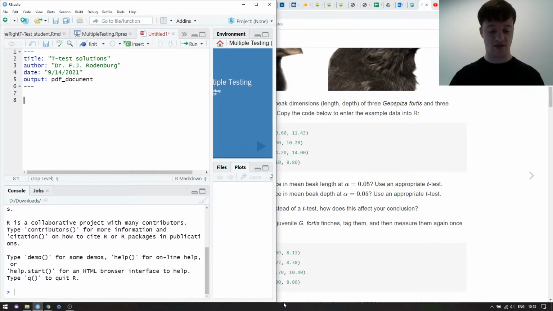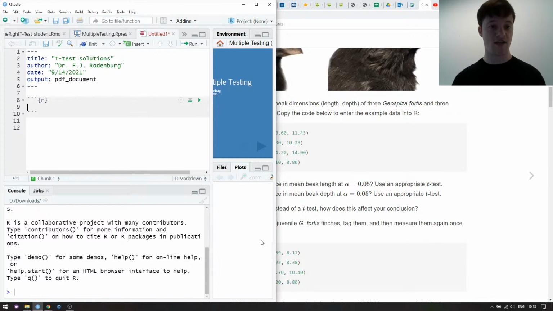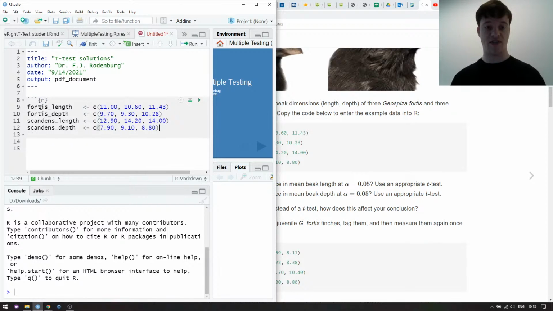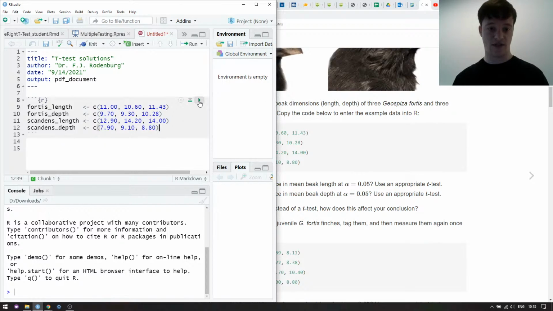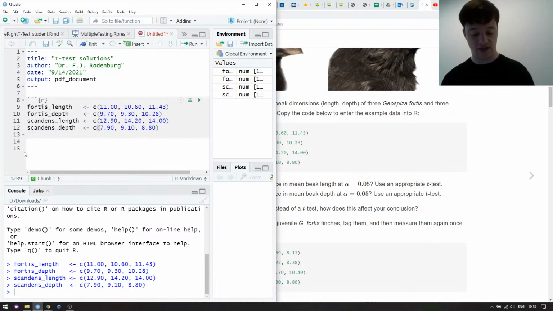There's different ways to do it. You can do Control-Alt-I, it's easy, or you can use Insert and then choose R, or you can just type this. Okay, then I paste this. For those who didn't see, there's a copy button over here, an easy way to copy the entire chunk. Then when we run this, we have the 4 different vectors stored in our memory.